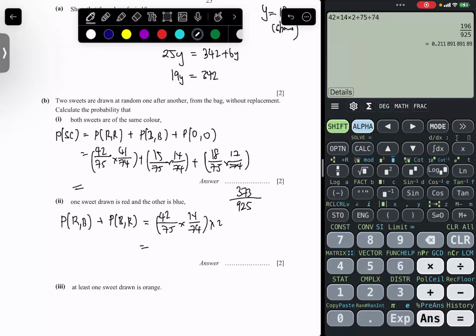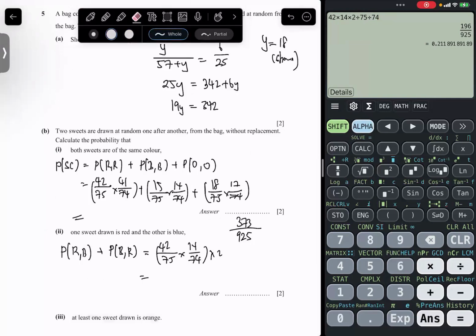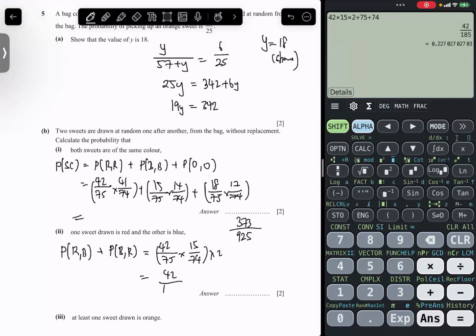Okay, 96 over, wait, oh, 15. Sorry, not 14, 15. Okay, 42 over 185.